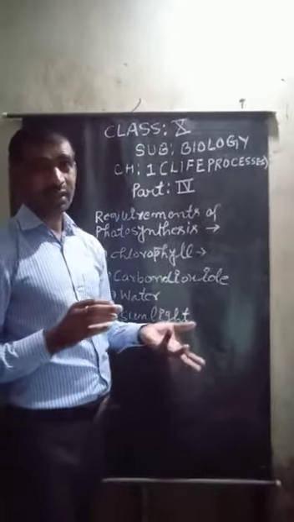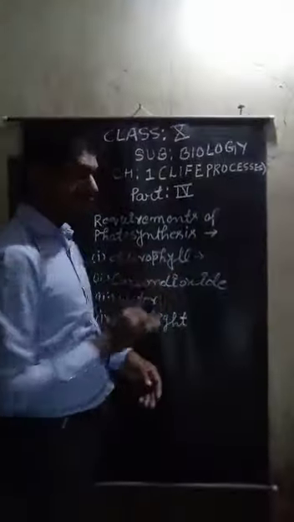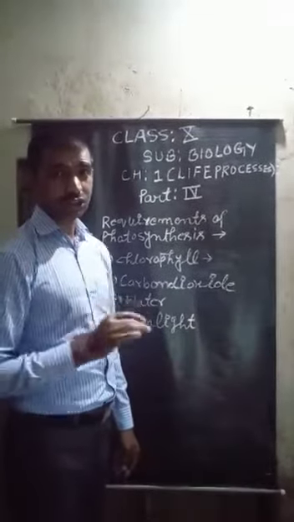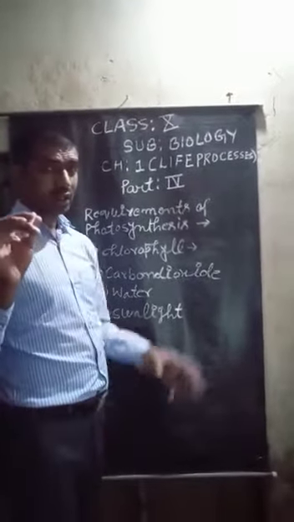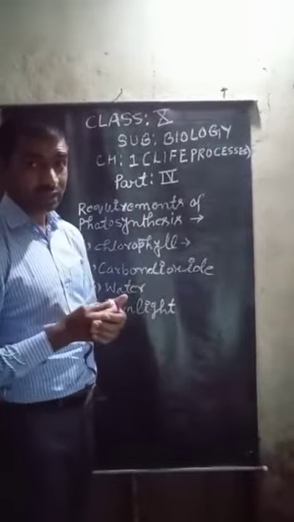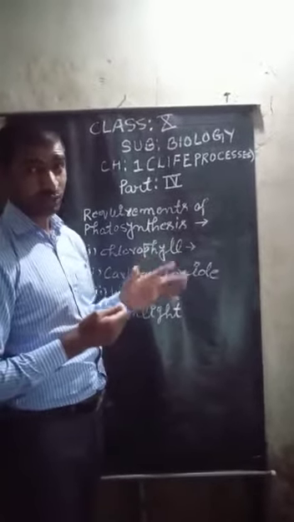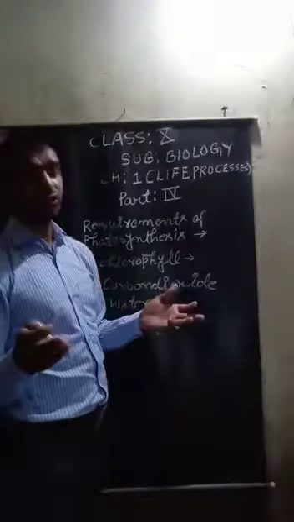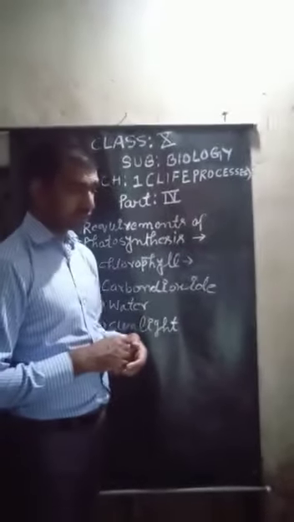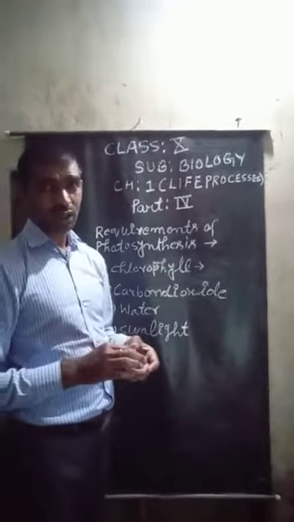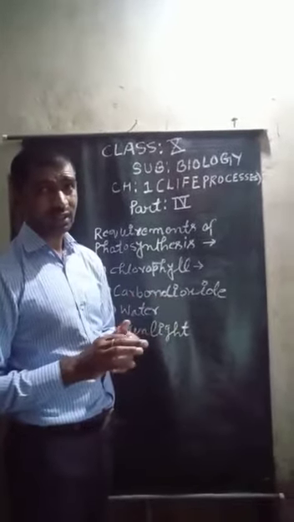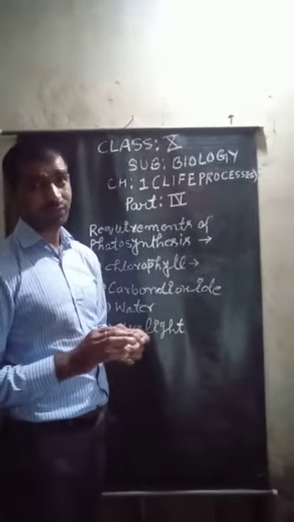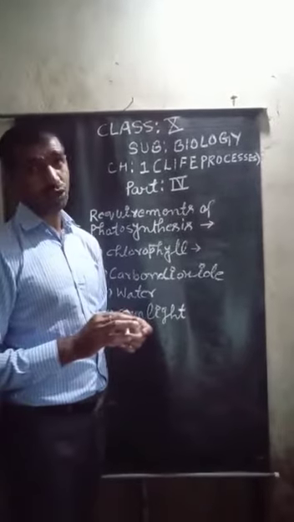And lastly, in the topic chlorophyll, all the students have to note down in your copy that chlorophyll is the green pigment present in the leaves of plants. And finally, what is the site of photosynthesis in leaves? This is the chloroplast. Chloroplast is the site for photosynthesis in plants. If the question arises, what is the site of photosynthesis in leaves, the answer will be chloroplast.